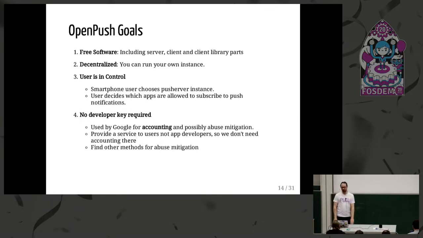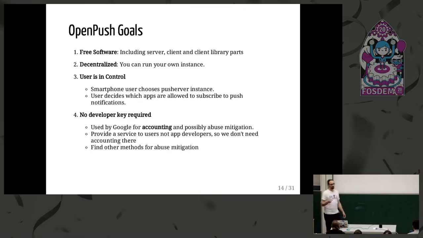Well, first of all, it's going to be free software, including server, client, and library parts. It's going to be decentralized because we want people to run their own instances. And then we want users to be in control, which means the user of a smartphone can choose the push server instance they want to register with. They trust to handle their data and metadata. And this push server instance is then communicated to all the different servers corresponding to all the different apps on their phones.